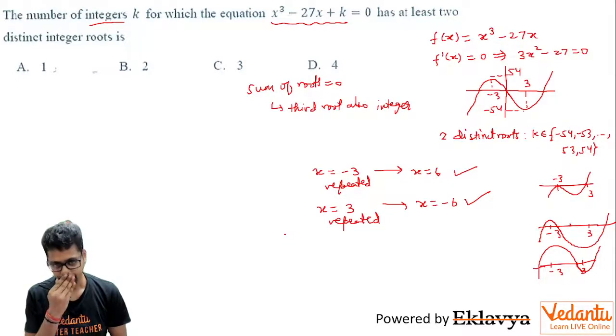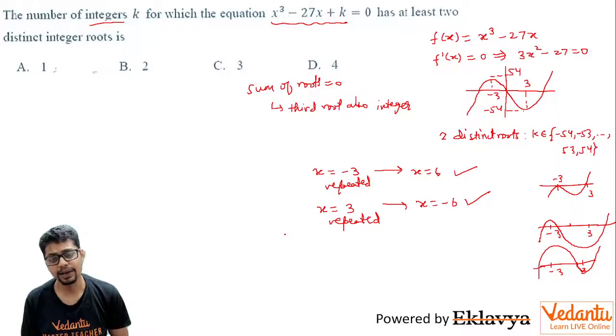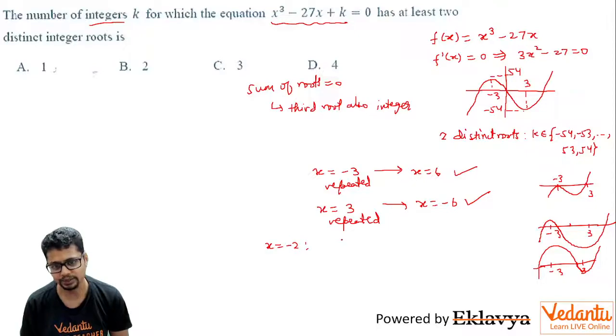Similarly, if x equal to minus 1 gets accepted, x equal to 1 you may accept by symmetry. And similarly for 2 and minus 2. So let me just consider x equal to minus 2. If x equal to minus 2 is a root, it will satisfy this equation. So you have minus 8 plus 54 plus k equal to 0. So k turns out to be what?